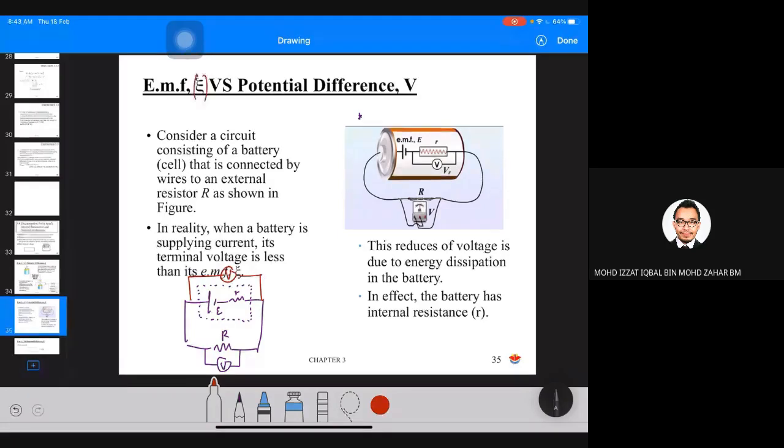Okay, the formula that you need to use is actually this one. Epsilon equals to I R plus r. And epsilon equals to V plus I r. Okay, sebenarnya konsep dia datang daripada something like this.